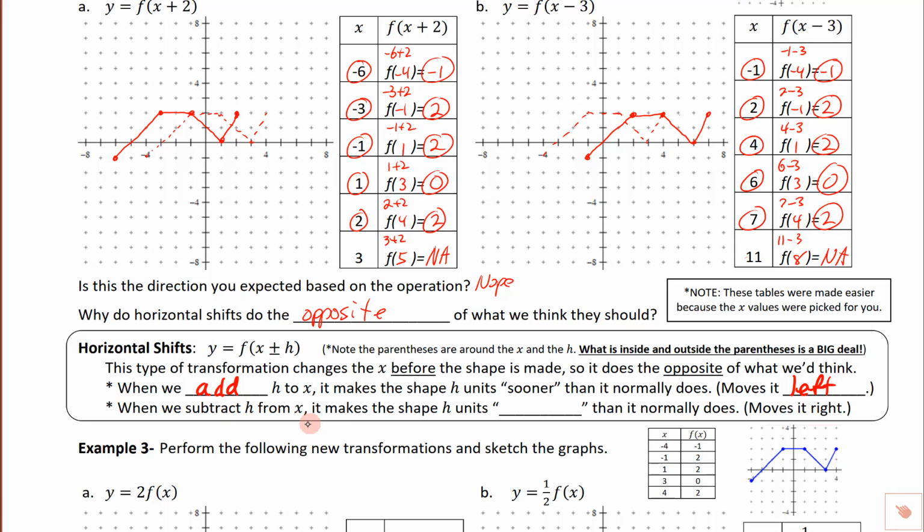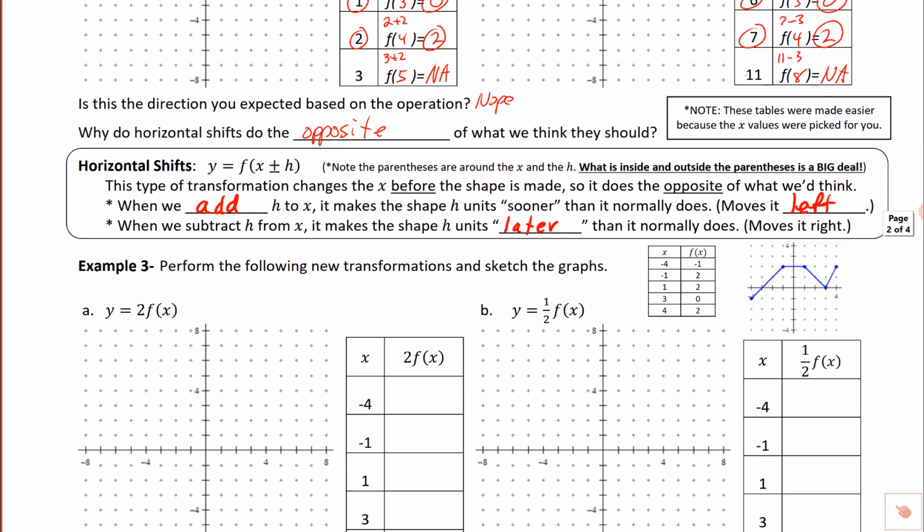And when we subtract h, it makes the shape h units later than it normally would. It doesn't make it sooner, it makes it later than it normally does. And if it makes it later, so normally it would start making the shape at -4, but because we've delayed it by 3 units, it doesn't start making that shape until 3 units later. It doesn't start making function values till we get to -1. Okay, so in that case, it moves to the right. Again, a lot to digest here. Kind of strange that it works out that way, but it does. And with some practice, you can get really good at these.